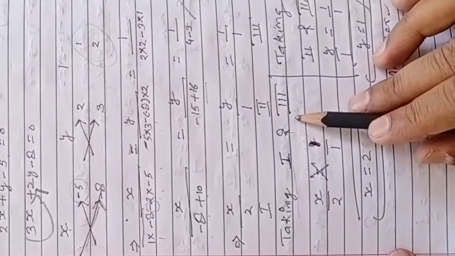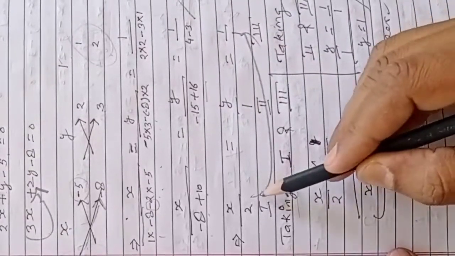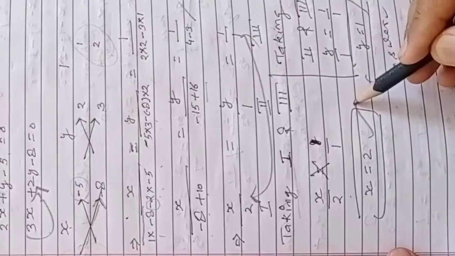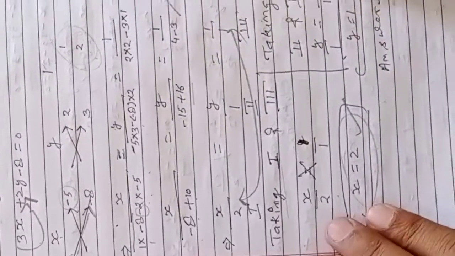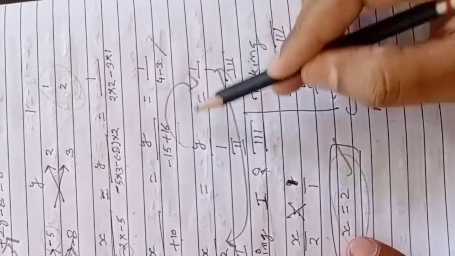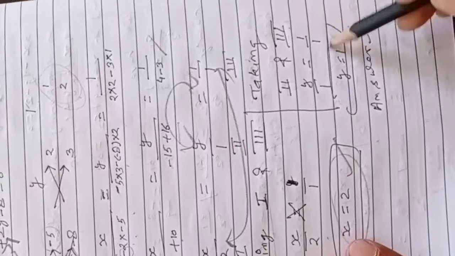Taking first and third together, it will be x upon 2 is equal to 1 upon 1, so x is equal to 2. And when we take second and third, y upon 1 is equal to 1 upon 1, so y is equal to 1.